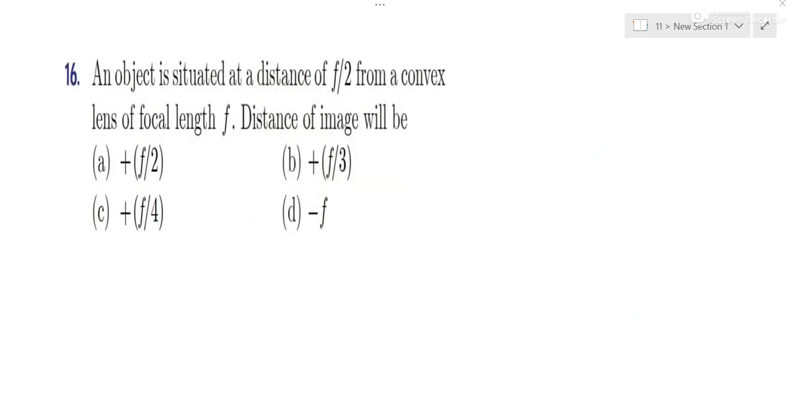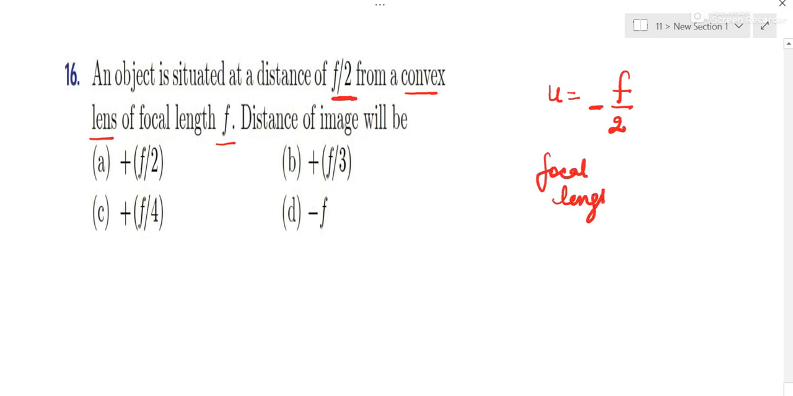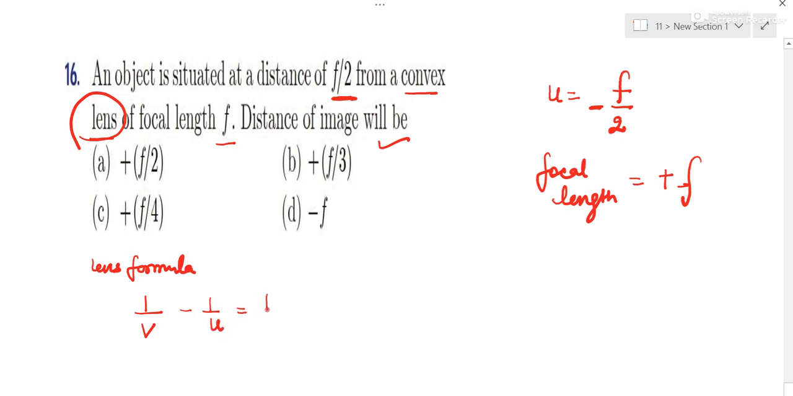Let us see this question. An object is situated at a distance of f by 2. So the distance of the object is f by 2, with a negative sign. It is a convex lens, so the focal length is f. So the focal length is plus f. Okay, for convex it is positive. We have to find the distance of the image. So it is a lens question, so we'll use the lens formula. Lens formula is 1 by v minus 1 by u is equal to 1 by f.